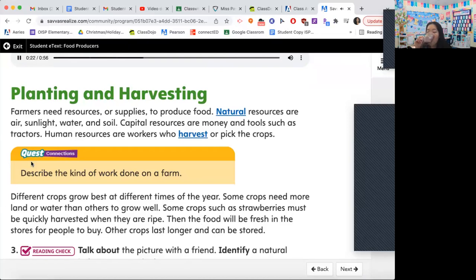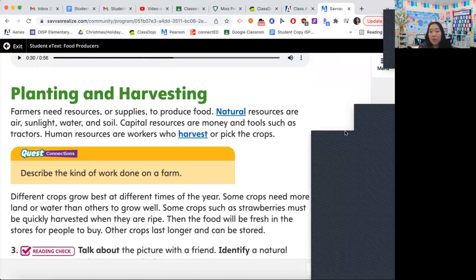Quest connections. Describe the kind of work done on a farm. Different crops grow best at different times of the year. All right, and then you know what we're going to do? We're actually going to watch a little video.